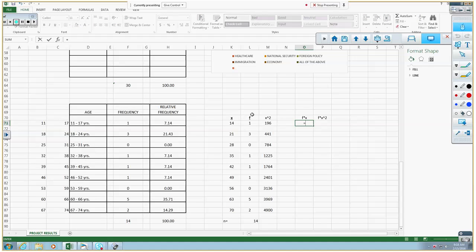Equals F times X and equals F times what?